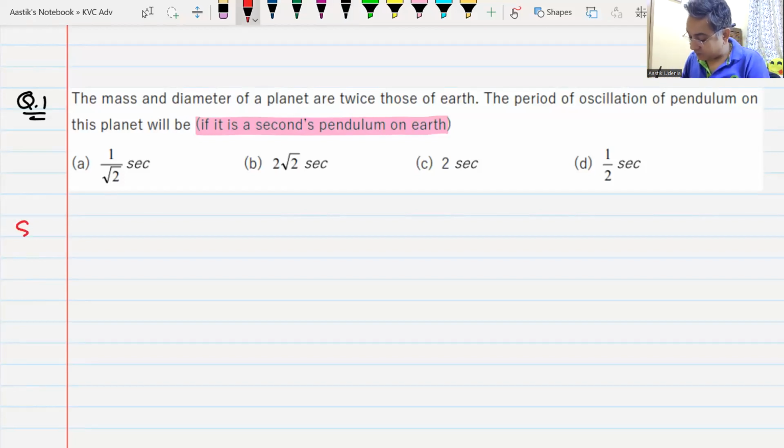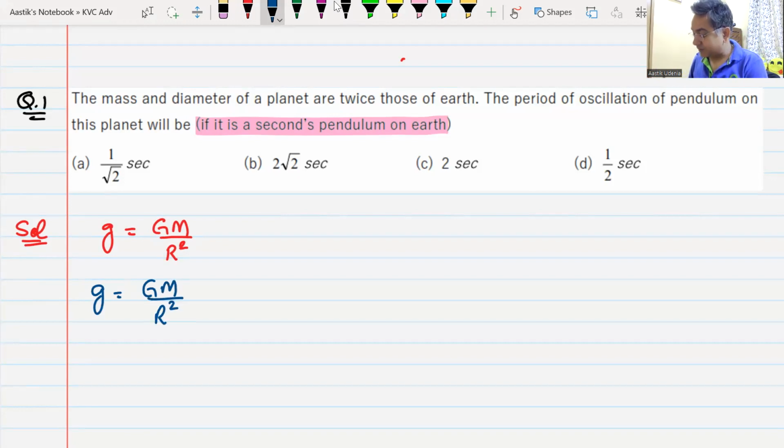Okay, so how are we supposed to do this? We know that acceleration due to gravity is GM by R square, directly proportional to M, inversely proportional to R square. On Earth, the value of g is g, mass of Earth is M, radius of Earth is R. On that planet, it is g dash, with mass 2M and radius 2R.